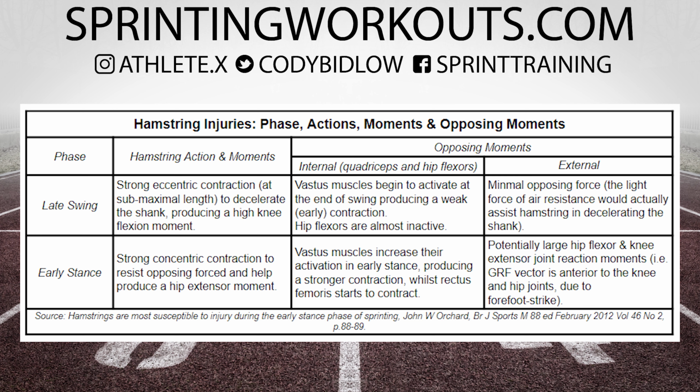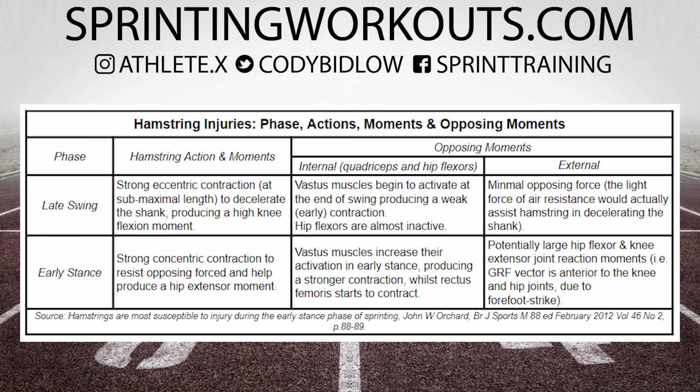Internally during this, the vastus muscles are increasing their activation during early stance, and they're producing a stronger contraction than they did during the late swing phase. And the rectus femoris, the big quad muscle, it starts to contract as well. This activity in the quads that is happening when you hit the ground could be internally opposing the hamstrings, and therefore have some impact on hamstring injury during the early stance phase.